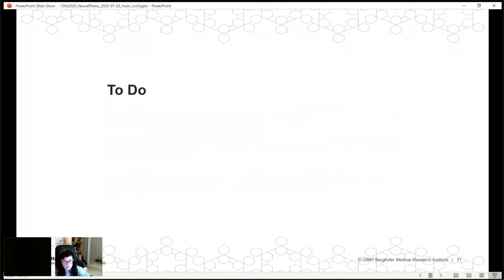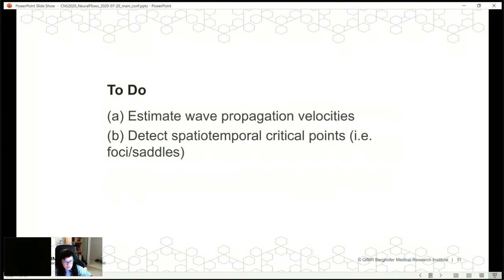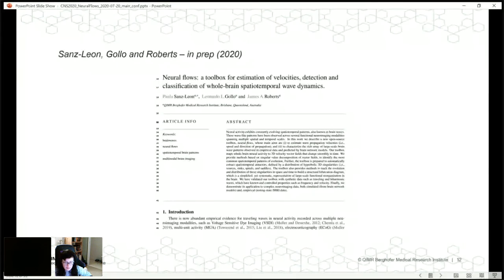So what do I have to do? Well, estimate wave propagation velocities and detect some spatio-temporal critical points. Surely this should be easy, I told myself 18 months ago. But it's in 3 dimensions plus time. So if I add one extra dimension, how hard can that be? Well, here I am. This is a paper in preparation, and hopefully it will be submitted and published soon, with the description of the toolbox. And I owe you the user manual, but it will also come soon.